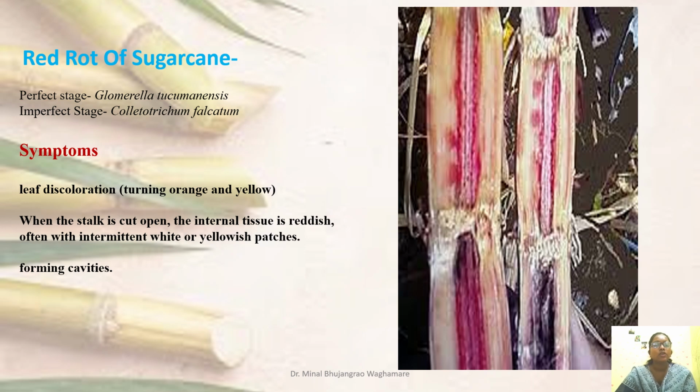Perfect stage is Glomerella tucumanensis and imperfect stage is Colletotrichum falcatum. Perfect stage means the sexual stage of the red rot of sugarcane and imperfect stage is the asexual stage of the red rot of sugarcane.